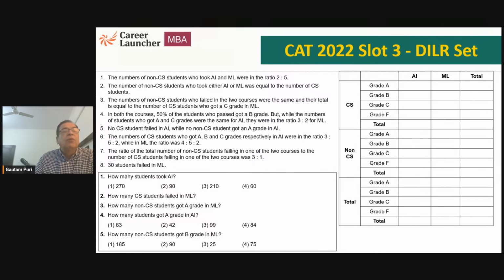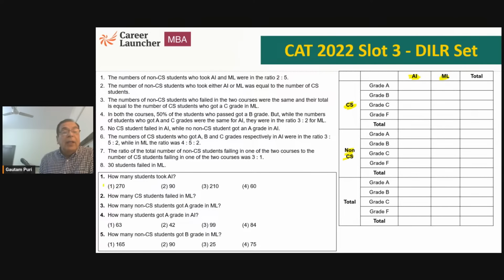Okay. So this is what we have. Now, this is the kind of table we need to create. I hope the table is perfectly fine. So the data set said we have computer science students and non-computer science students. A computer science student has to take both AI and ML, while a non-computer science student will take either AI or ML. Non-computer science students cannot take both.